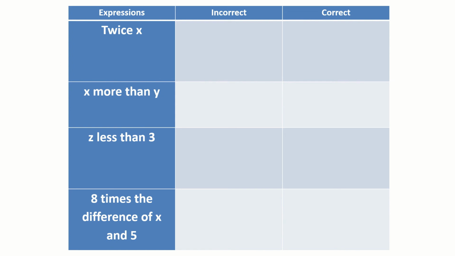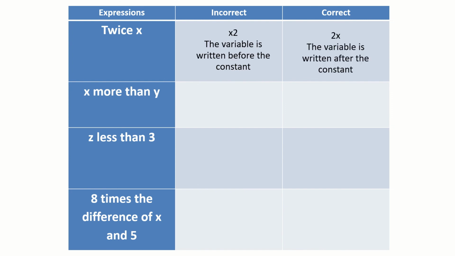Okay, let's try to discuss common misconceptions about translation. So when we have the expression twice x, as I said a while ago, you cannot write it as x2. So always remember the variable is written after the coefficient. So I would like to correct this word. This must be coefficient, because we're talking about a term with a variable. So the 2 is a coefficient, not a constant. So again, we only say it's a constant if it doesn't have a variable at all.